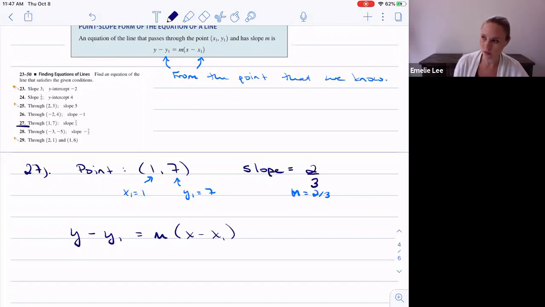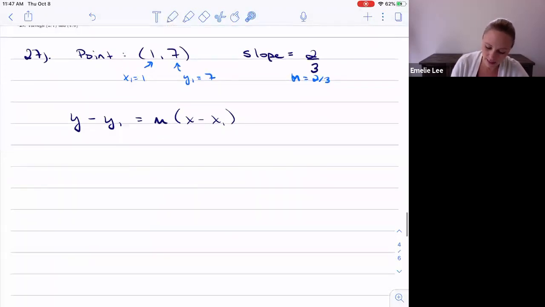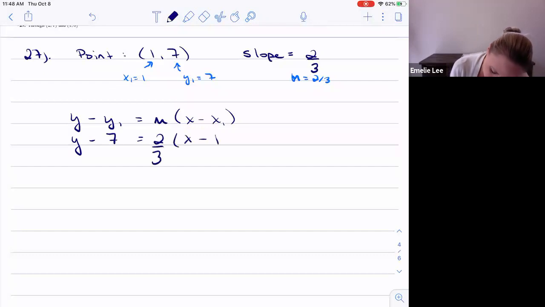Okay. So now I'm going to go ahead and plug in y1 equals 7 and x1 equals 1. Right? So I'm just going to plug these in, and I know my m is 2/3. Just like in y equals mx plus b, there has to be just a plain y and a plain x. So you don't have to do anything. In fact, you shouldn't do anything with those. So what we do is we get y minus 7 is 2/3 times x minus 1.